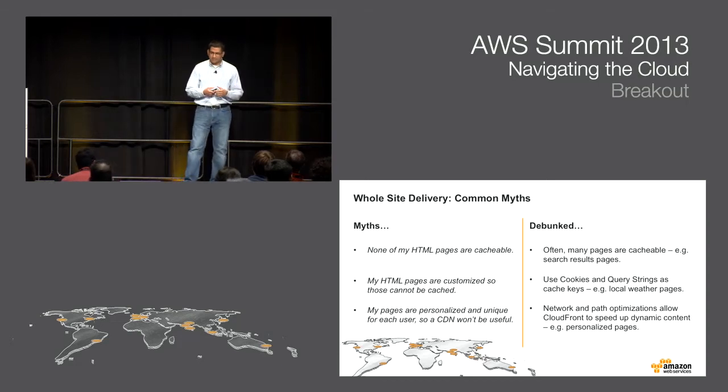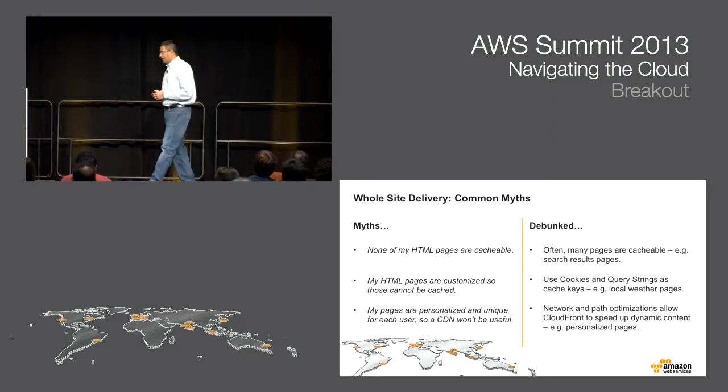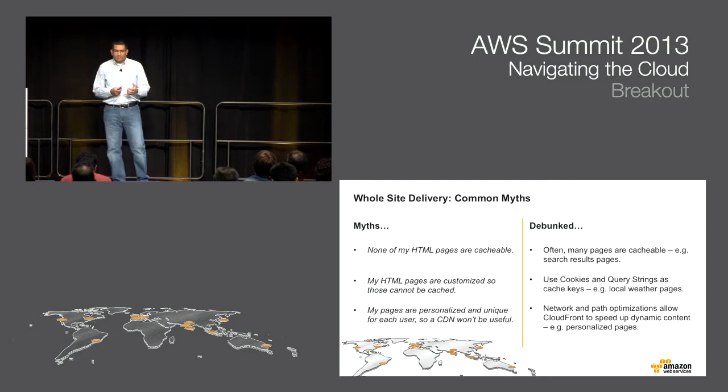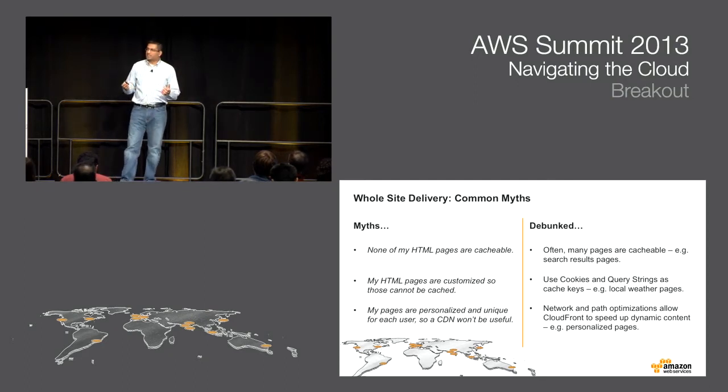The third myth that I hear about is that my pages are personalized, and we saw an example of that with the Amazon.com homepage. So a CDN won't be useful there. And that could be true, but there are several occasions where even personalized pages can be faster to deliver to end users, especially end users further away from your origin servers, when CloudFront is delivering that page.